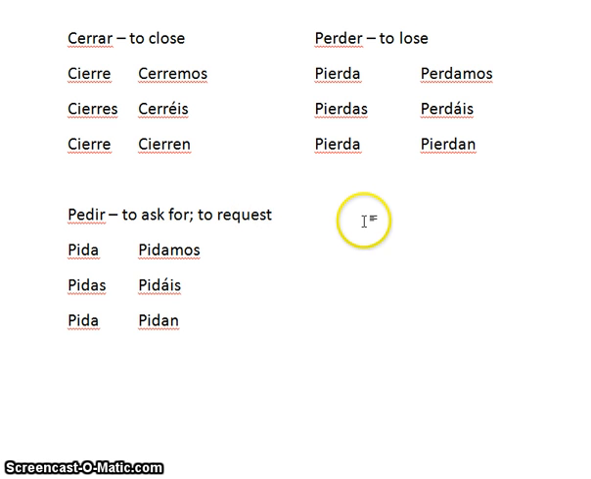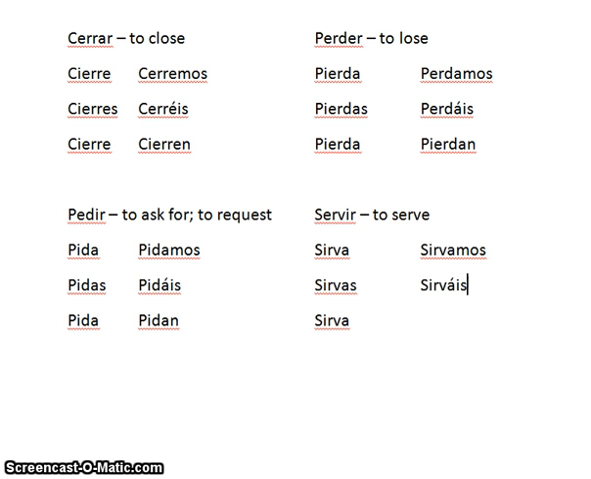Okay, let's do another one. Let's do servir. Okay, E to I stem changer. Conjugate for yo, drop the O, change the vowel. Sirva. Sirvas. Sirva. Sirvamos. Sirváis. And sirvan. See how that worked?